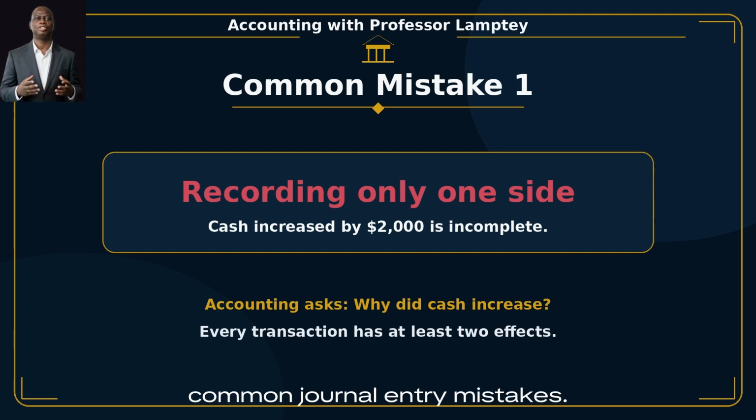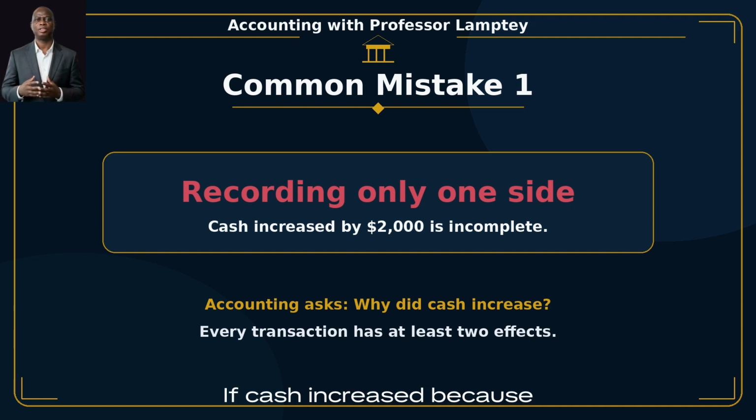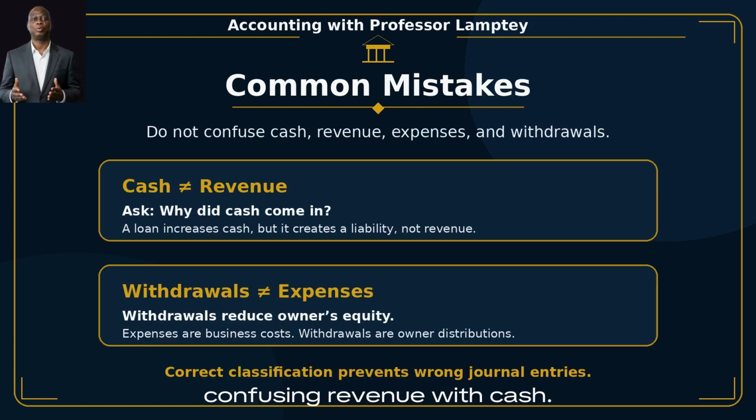Now let's talk about common journal entry mistakes. The first mistake is recording only one side of the transaction. For example, a student may say, cash increased by $2,000. That may be true, but it is incomplete. Accounting asks, why did cash increase? If cash increased because of revenue, then we also need to credit revenue. If cash increased because of a loan, then we also need to credit a liability. If cash increased because of owner investment, then we also need to credit owner's capital. Every transaction has at least two effects. That is double entry.